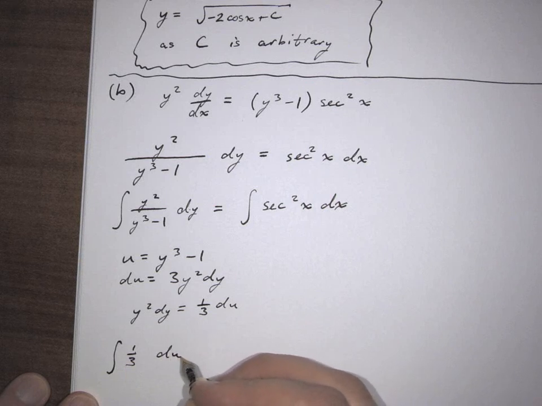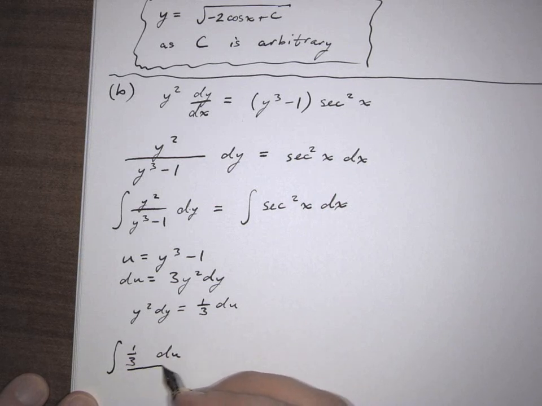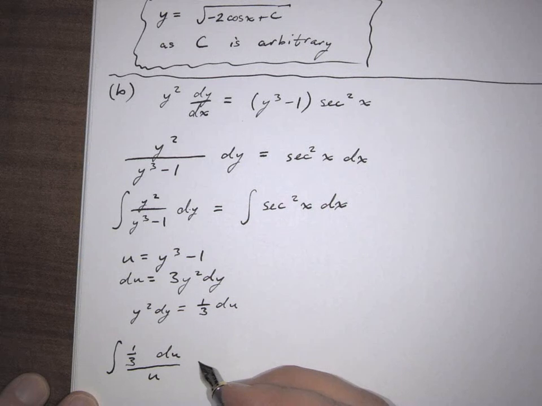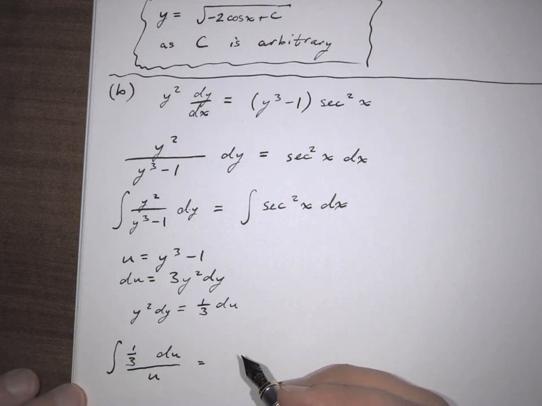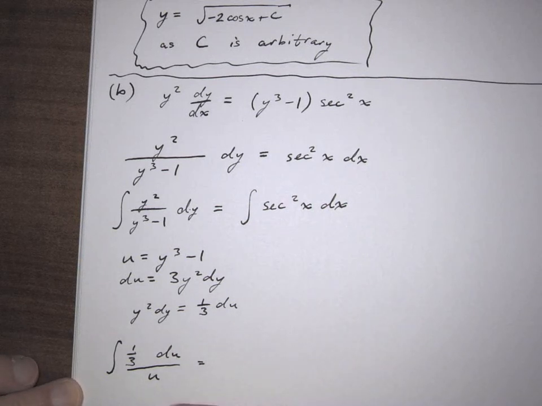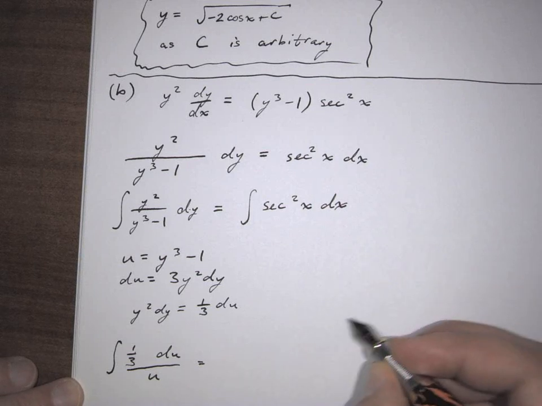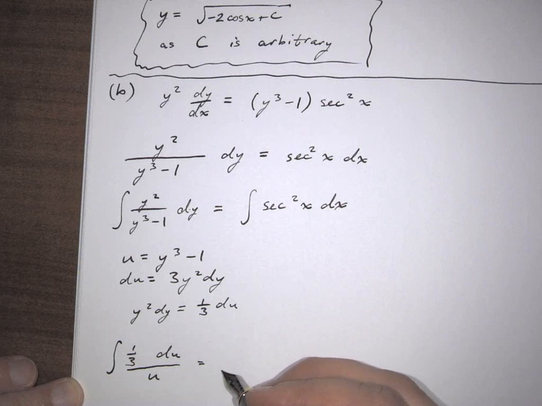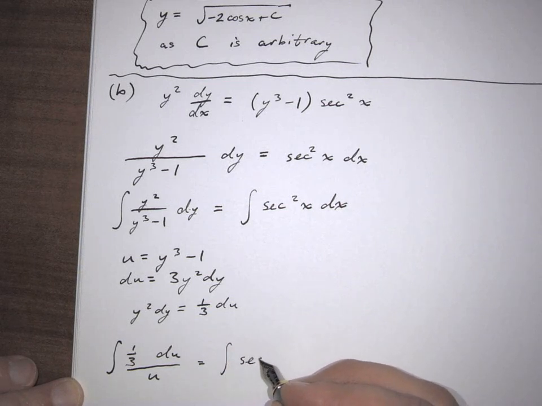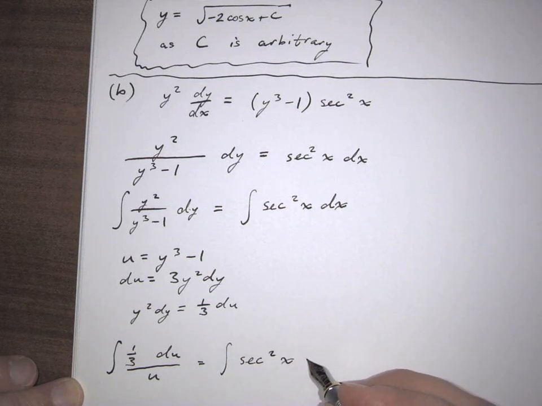1/3 du over just a u, which, so this is still just the left-hand side, which is just going to be then 1/3, and now this is the natural log of the absolute value of u, plus a constant, but we're going to collect all the constants on the right-hand side. So this is equal to the integral of secant squared x dx.